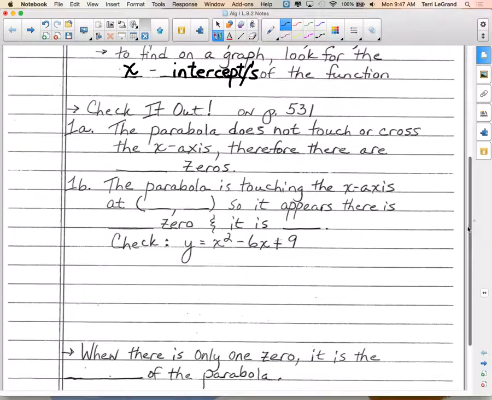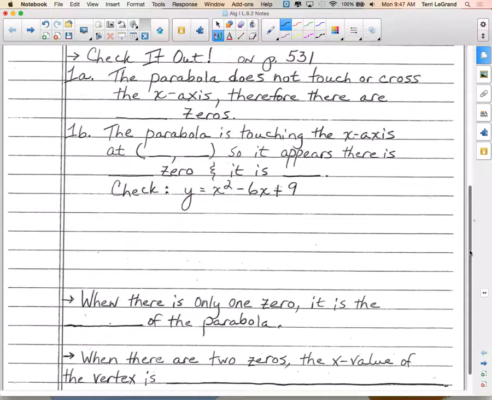So now when we look at the check it out problem below that example box, 1A, we have the parabola that, as Adri said, doesn't cross the x-axis. So it does not have any intercepts. Because it does not touch or cross the x-axis, we would say there are no zeros. We don't say the 0 is 0. We say there are no zeros. There are no x values we can substitute in and get a y value of 0.